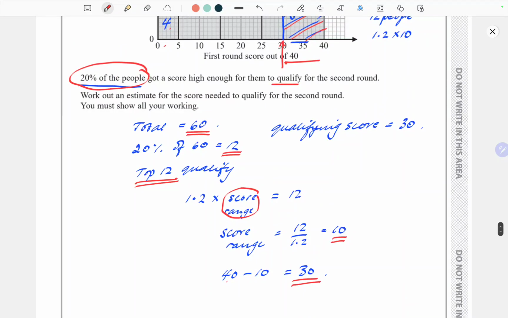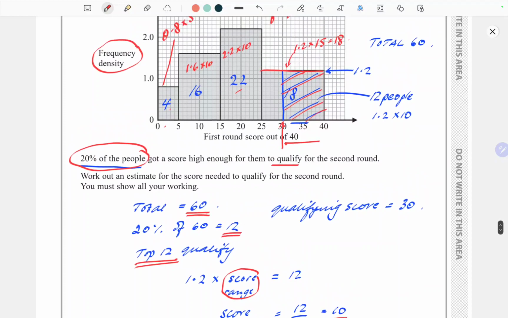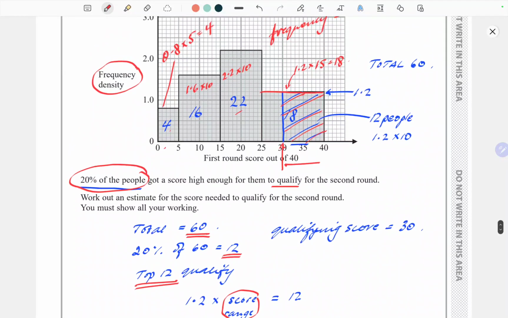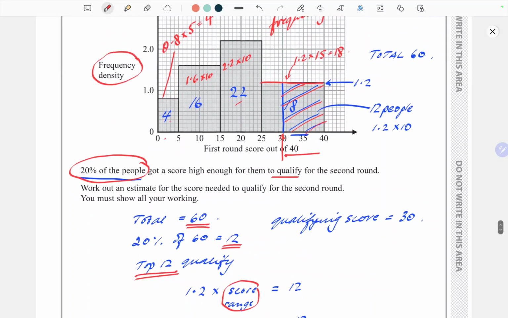Take a moment. If you're not sure about what I've done there, do pause the video and take a look at the diagram. Take a bit more time to understand the logic of what's going on there.